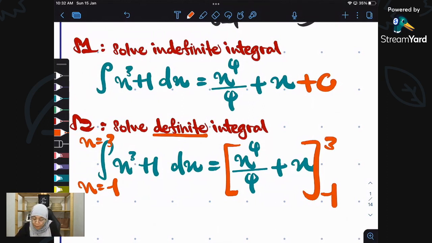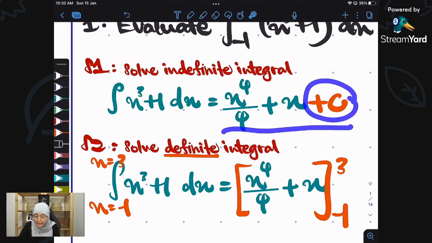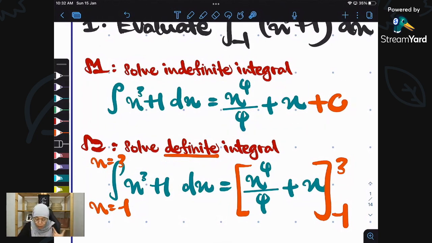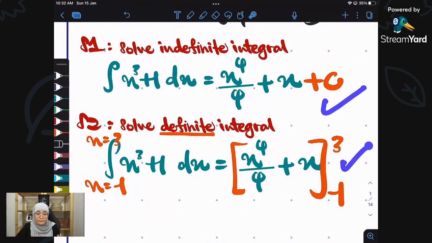So this is where the difference is. What difference? The difference between indefinite and definite. Indefinite means we solve it and then we put plus C. But when we solve the definite, it means no more plus C. There is no more plus C, but we put a big bracket with the limit of -1 until 3. Okay? That is the very obvious difference here and here.